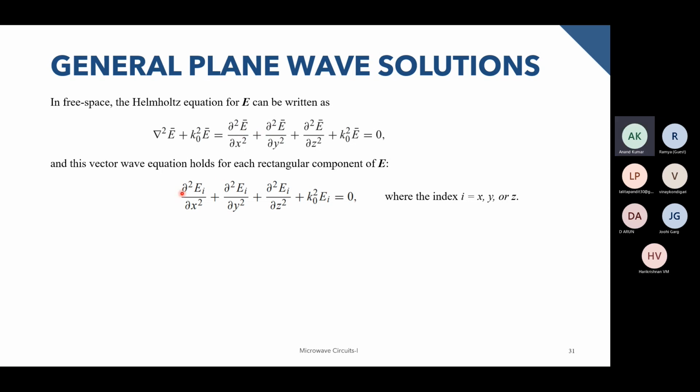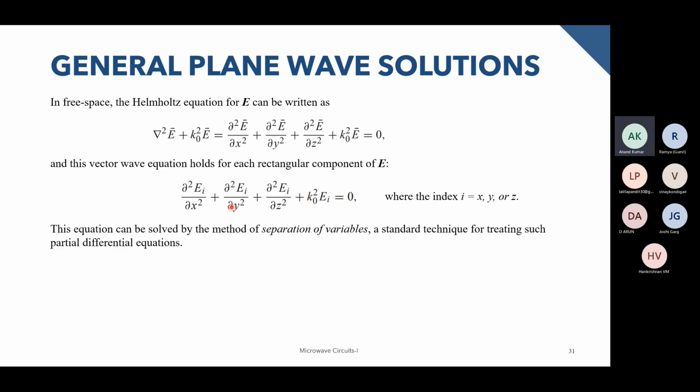So for all these cases, instead of using Ex, Ey, or Ez, we can use this general term to express this Helmholtz equation for each rectangular coordinate of the electric field. Now, to solve this, we use a method called the method of separation of variables, which is a very common method in the treatment of partial differential equations.